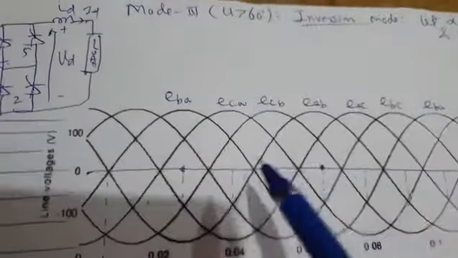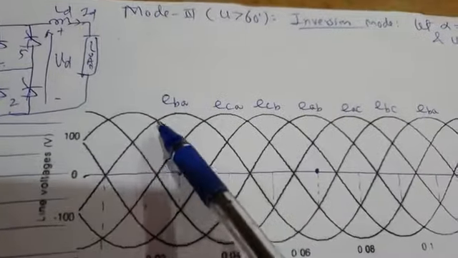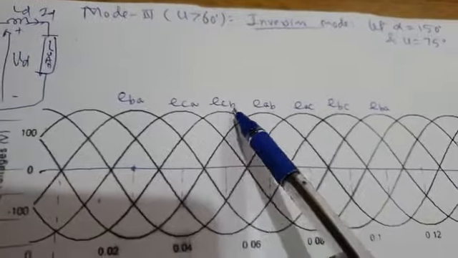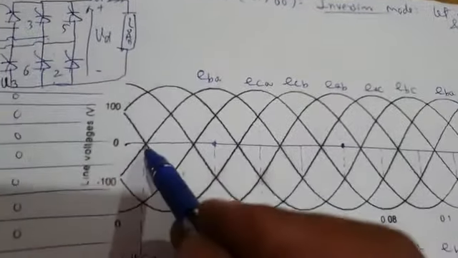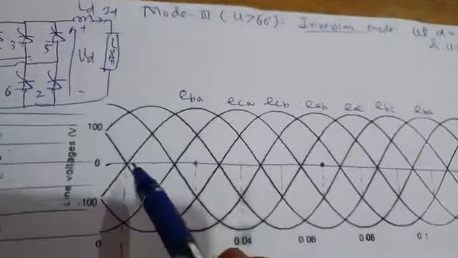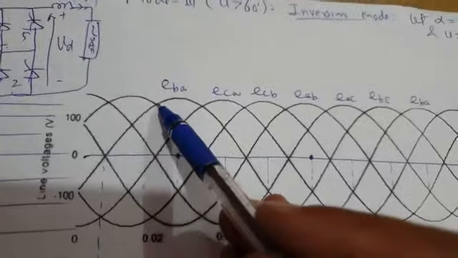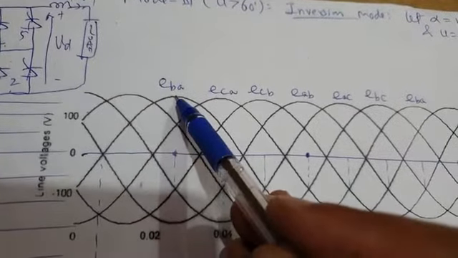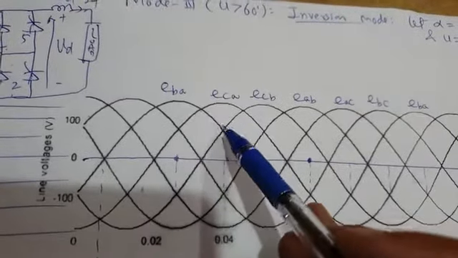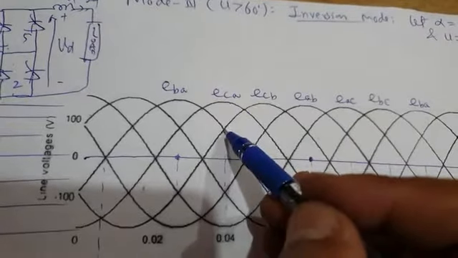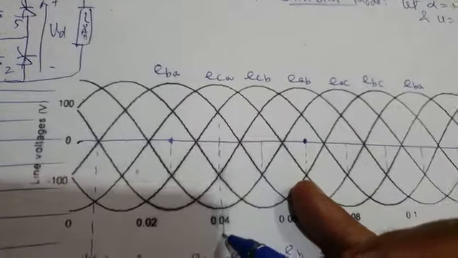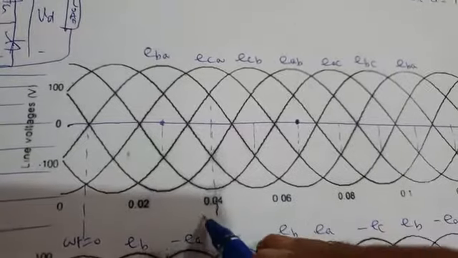And then this is the waveform sheet, and these are voltages EBA, ECA, ECB, and so on. So omega t equal to 0. Alpha is here 150 degrees. So let's start measuring alpha 150 degrees. This is 30 plus 30, 60 plus 30, 90 plus 30, 120 plus 30, 150 degrees. So this is alpha equal to 150 degrees, and here we can see valve 3 is fired.